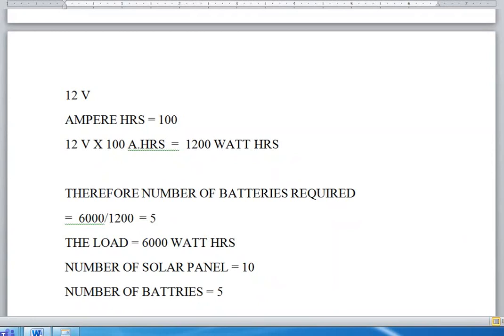Similarly, the number of batteries is 5. If the solar panels are increased from 10 to 20, what will happen? The batteries have to be increased, because your batteries will be charged within a short span of time, and if there are no takers, what will happen?